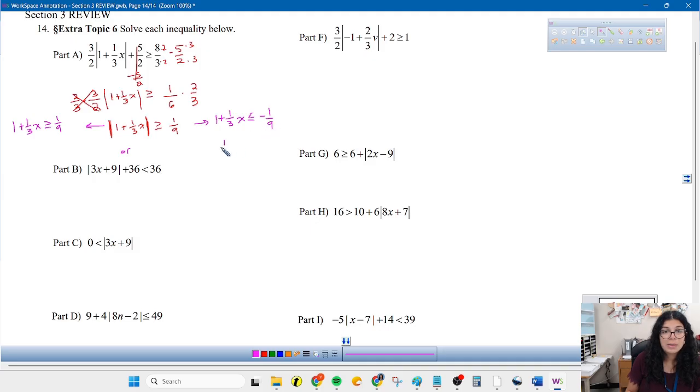Subtract 1 on both sides. 1/3 x is less than or equal to negative 10 over 9. And then multiply by 3. X is less than or equal to negative 10 over 3.